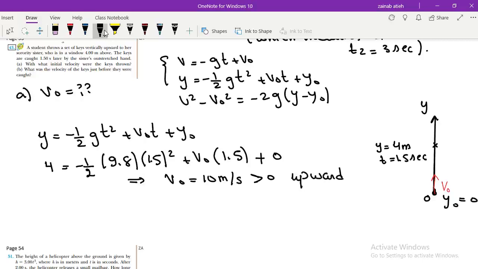v0 was upward. In part B, it asks what was the velocity of the keys just before they were caught. When she caught them, how fast were they going? Which formula to choose? I will choose the first formula because I have the time and I have v0, so I can use the first formula.